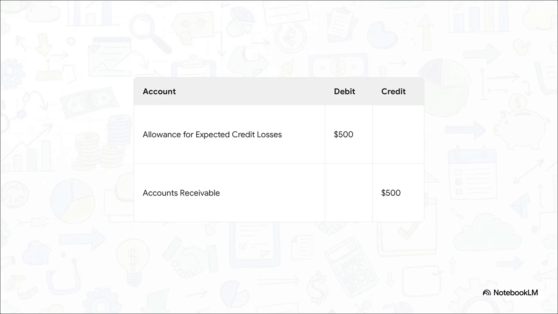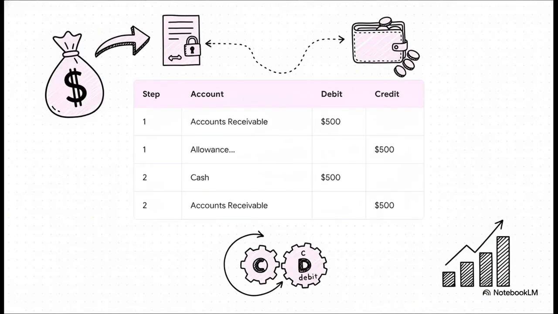This cleans up the books, but, and this is the key takeaway, it has zero effect on the overall carrying amount. But wait, what if R.A. Ware has a change of heart and shows up with the money? It happens. When it does, we have a two-step process.